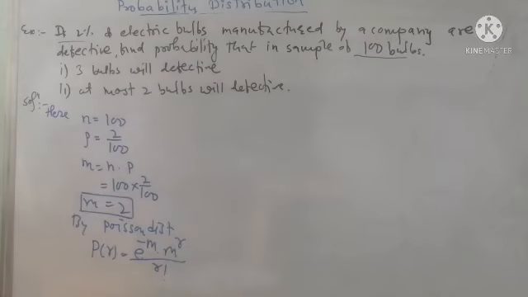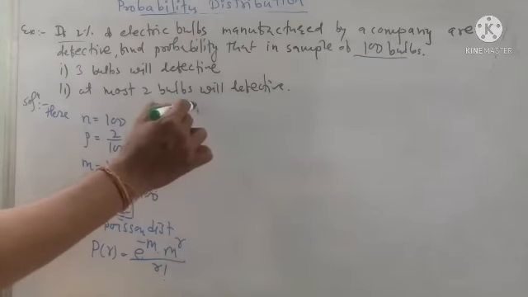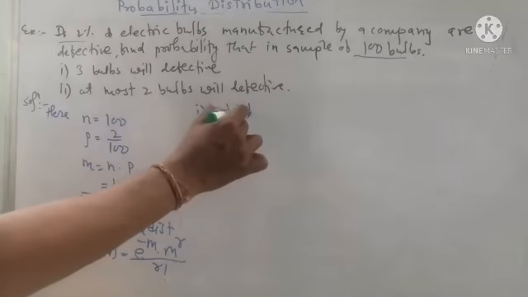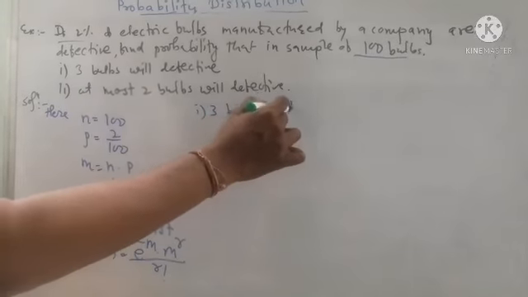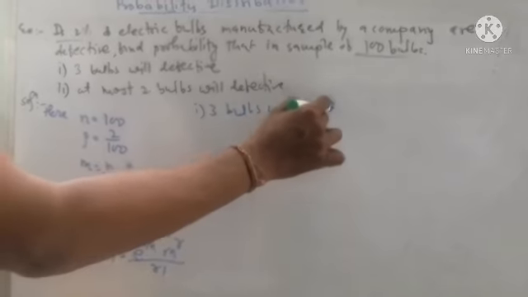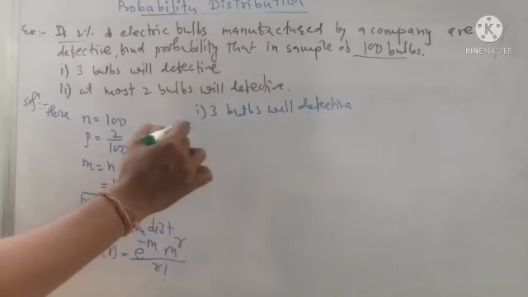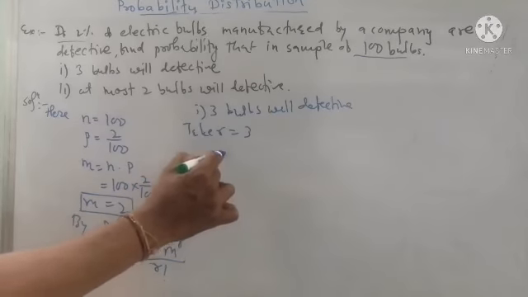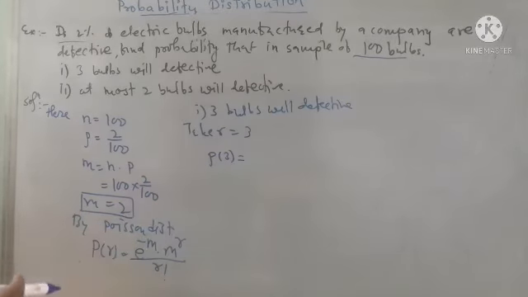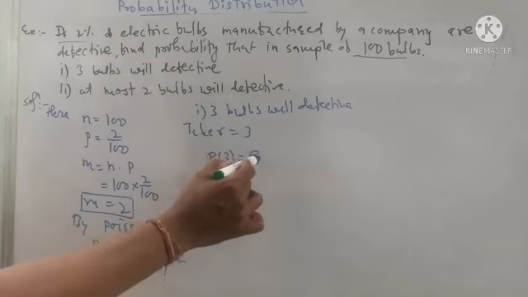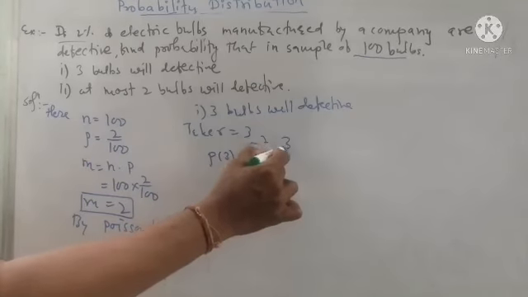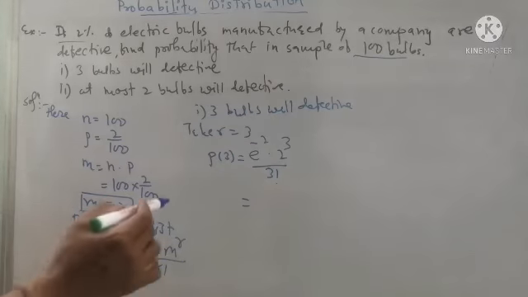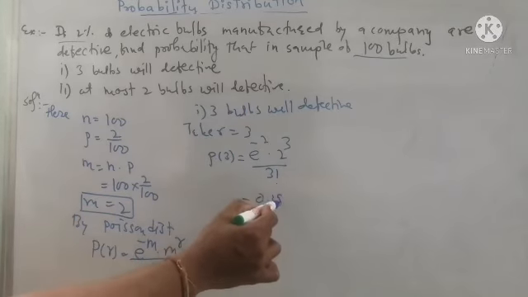Now we have to solve 2 examples. In the first we have to take 3 bulbs defective. So in this case we take r equal to 3. So P of 3, by putting r equal to 3 and taking m as 2 in the formula, we get e raised to minus 2 into 2 raised to 3 divided by 3 factorial. Again using a calculator we simplify this, and the answer is 0.18.